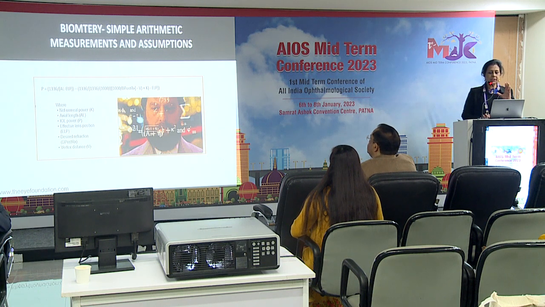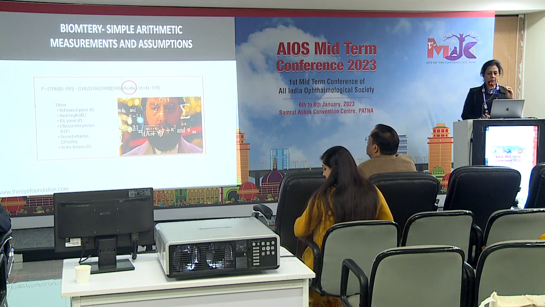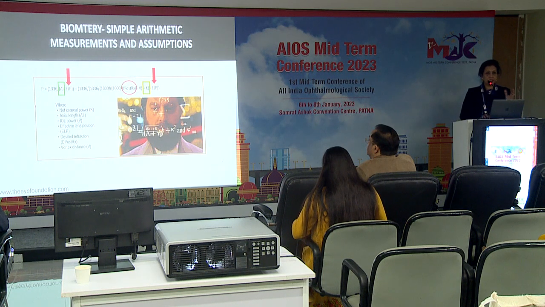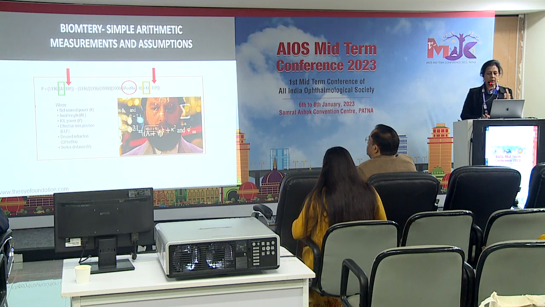Biometry is actually just simple arithmetic with measurements and assumptions. So when you feed in your post-op target refraction, the inputs asked for are the axial length, the K and the effective lens position. Now we are at an unsurpassed accuracy as far as axial length measurement is concerned, but the corneal power continues to be a challenge, especially in post-refractive surgery or surgically treated eyes, and effective lens position is again a huge challenge which I will discuss as we move on. These are the challenges which finally help you come to an IOL power calculation.